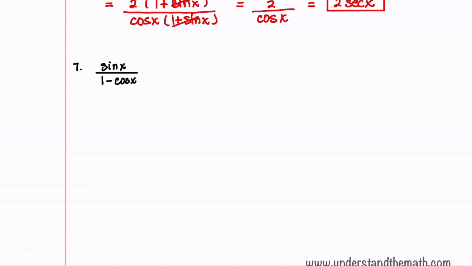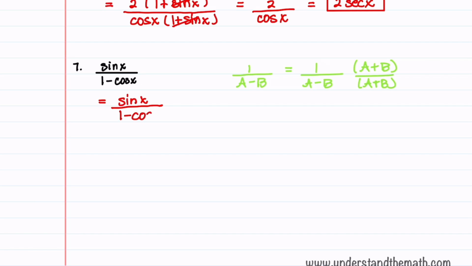Example 7 is a pretty common example, but it's a really difficult one because you have to recognize right at the beginning that you need to multiply by a conjugate. We can write 1 divided by a minus b as 1 divided by a minus b times a plus b divided by a plus b. A plus b is the conjugate of a minus b. This gives us sine x divided by 1 minus cosine x.